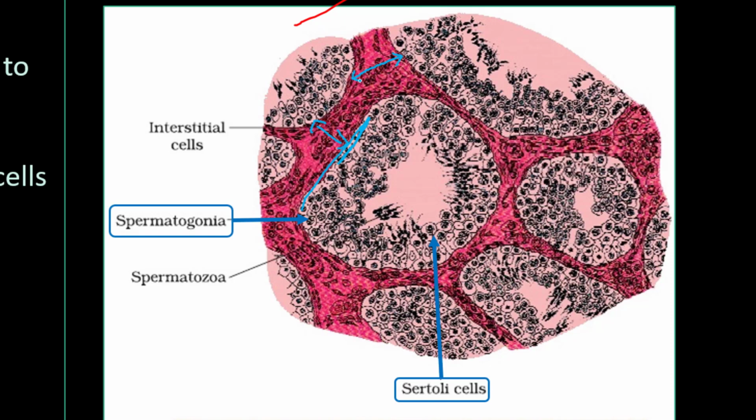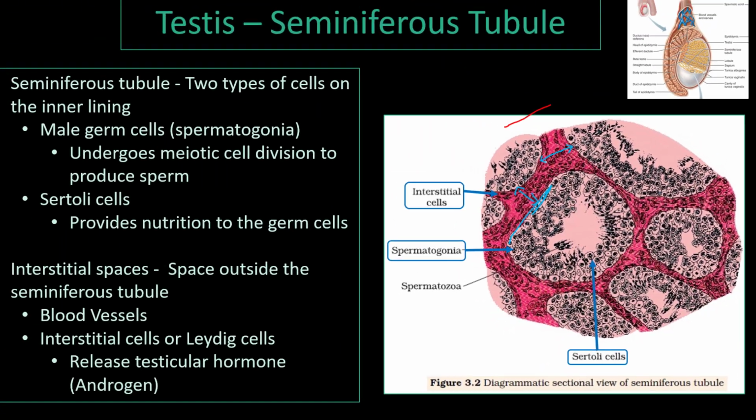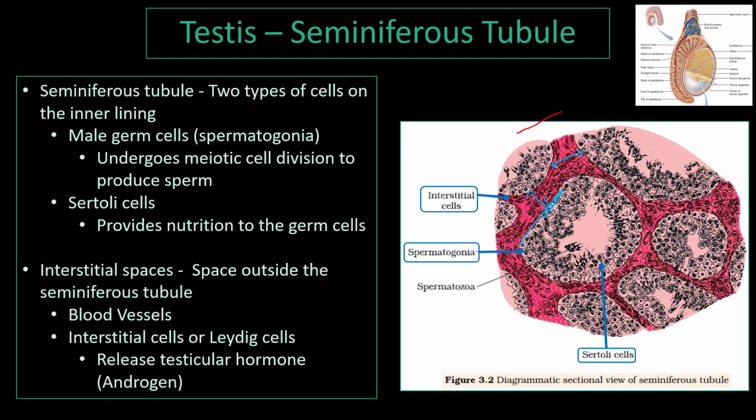This space contains the blood vessels as well as a very important cell called a Leydig cell, or the interstitial cells. They are important as they are going to produce testicular hormone, otherwise known as the androgen.